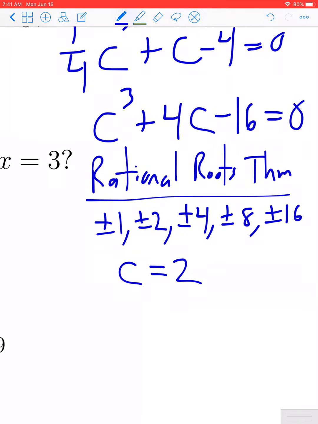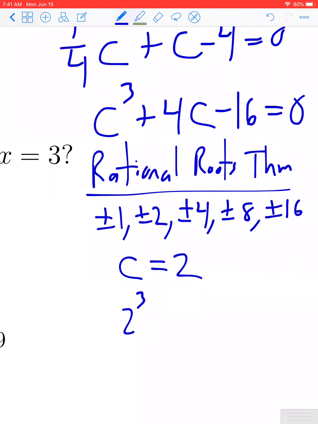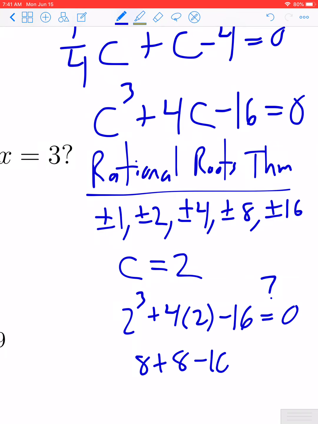And I can just quickly check that. 2 cubed plus 4 times 2 minus 16, does that equal 0? Well, that's 8 plus 8 minus 16, and sure enough, that does equal 0.